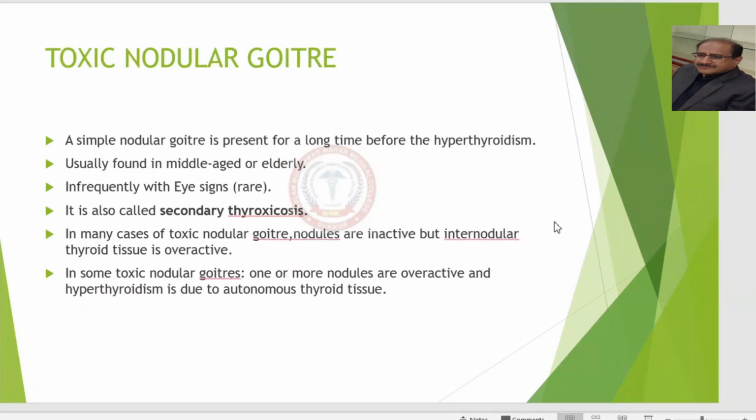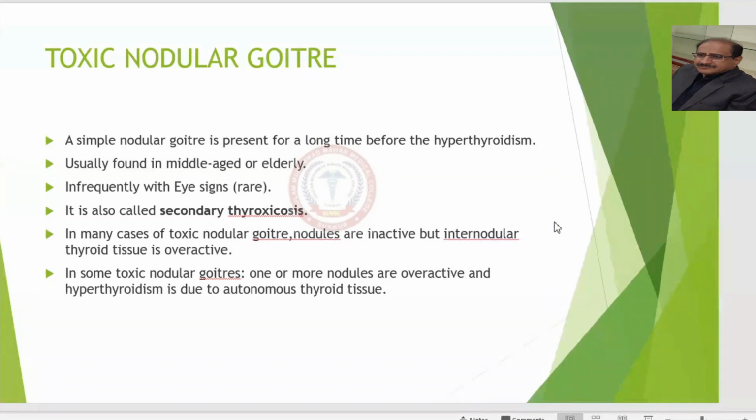This is the toxic nodular, multinodular goiter. A simple nodular goiter is present for a long time before the hyperthyroidism. What was happening in Graves' disease? Signs and symptoms of hyperthyroidism appear at the same time when the thyroid goiter appears. Both occur simultaneously.